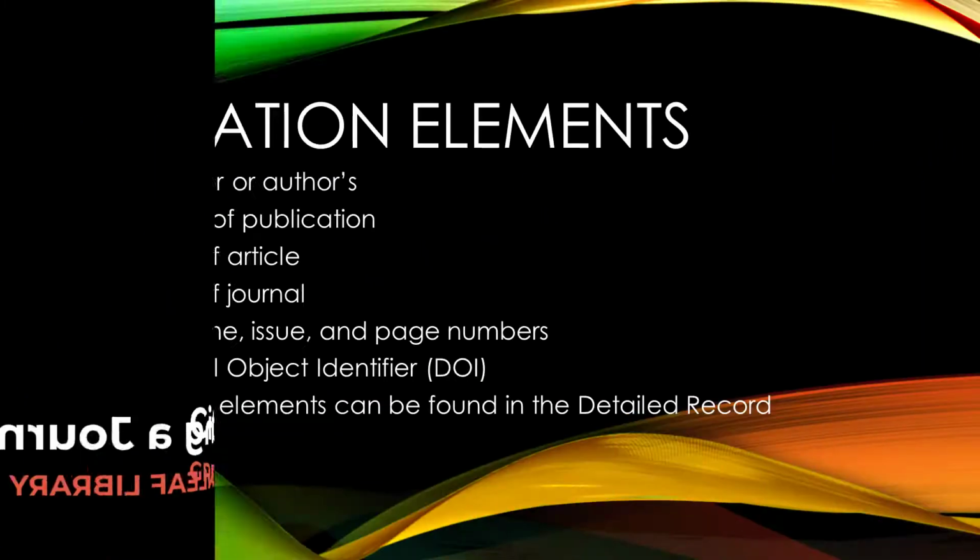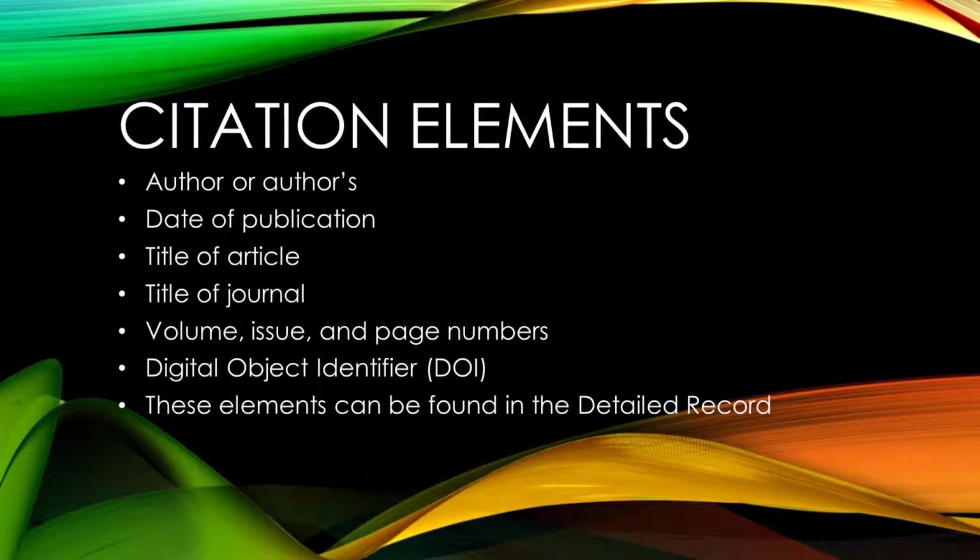Hello, in this video we will cover how to create a journal citation in APA format. The first thing we need to do is find the information that will be in the citation. We will need the author, date of publication, title of the article, title of the journal, and the volume, issue, and page numbers. You must also include the Digital Object Identifier, or DOI.